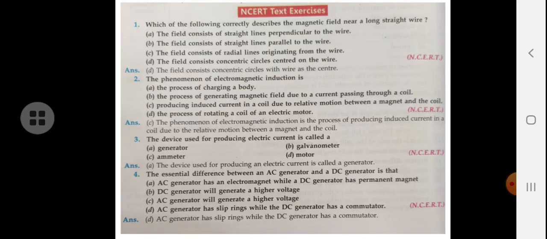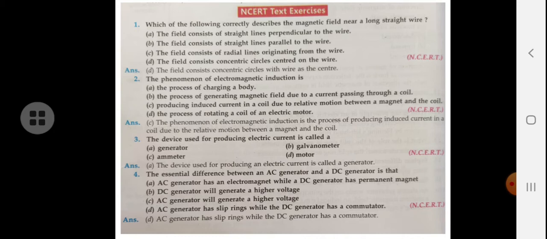Question number 1. Which of the following correctly describes the magnetic field near a long straight wire? So these are the options. Option D is correct: the field consists of concentric circles with the wire as the center. Question number 2. The phenomenon of electromagnetic induction is.